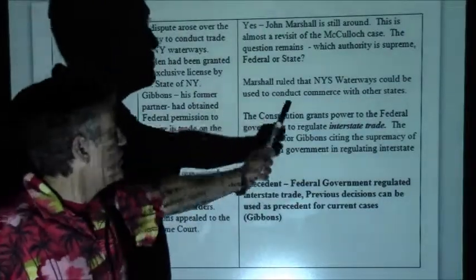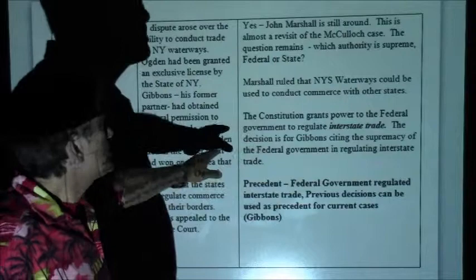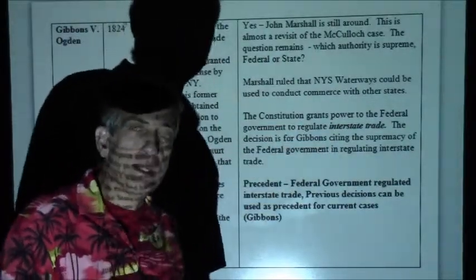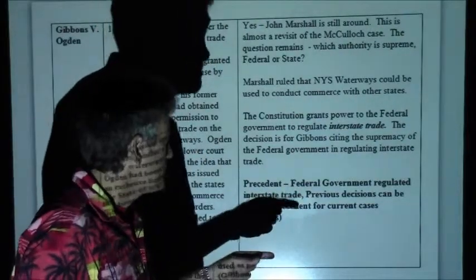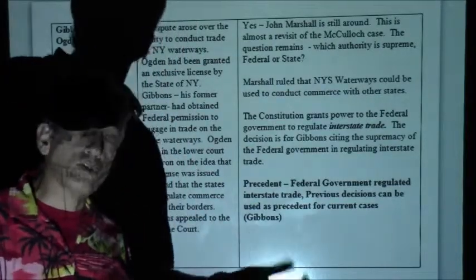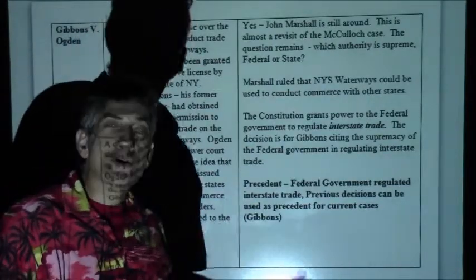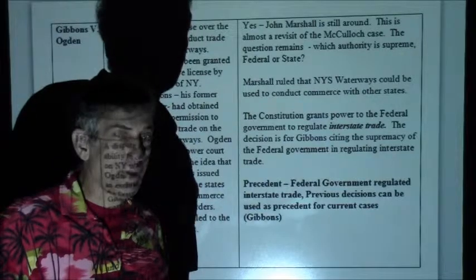So Marshall ruled that New York State waterways could be used to conduct commerce with other states. The whole idea of, well, New York separates New York and New Jersey so you can trade back and forth. The Constitution grants powers to the federal government to regulate interstate trade, meaning trade between the states. So the decision is for Gibbons, citing the supremacy of the federal government in regulating interstate trade. So New York couldn't control trade like that with New Jersey, and Ogden couldn't have an exclusive license.